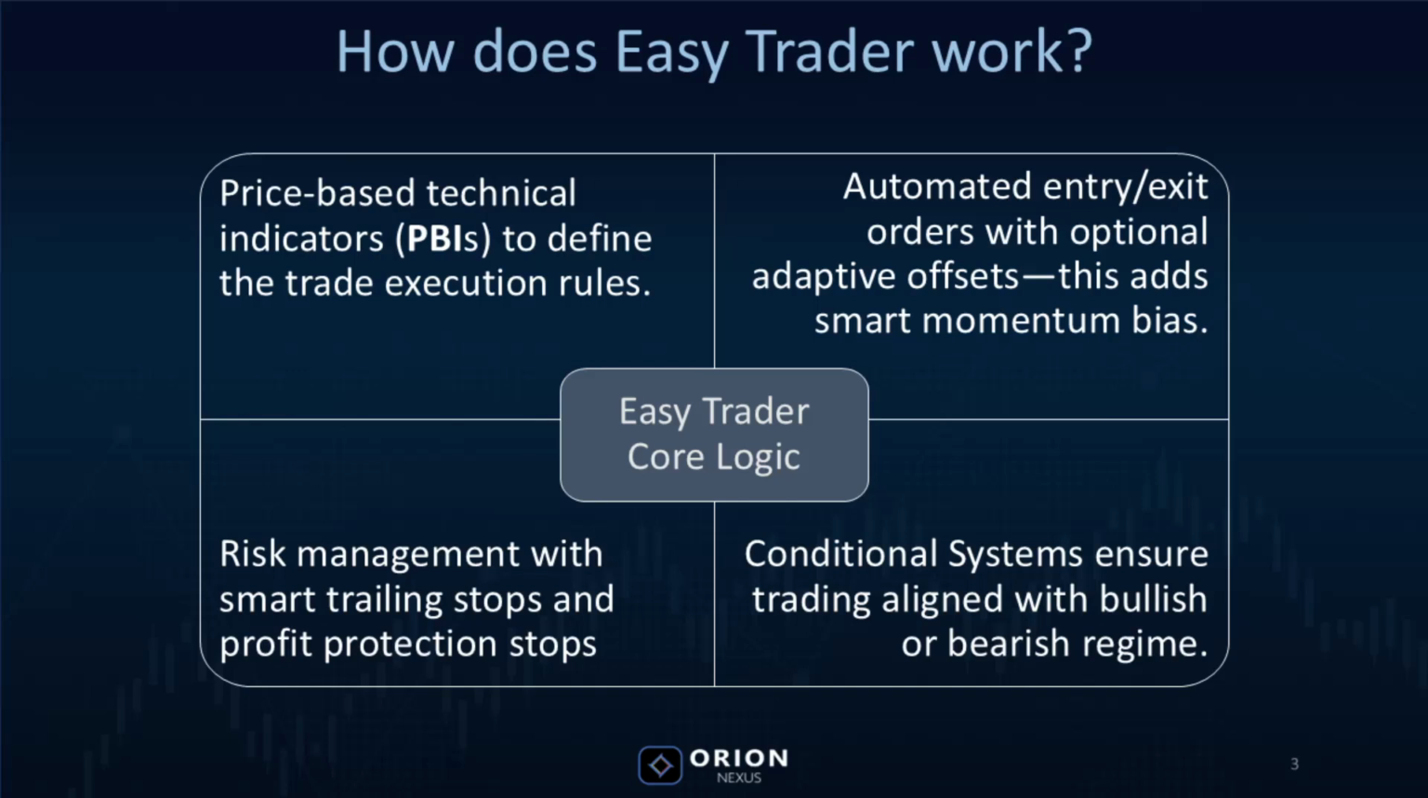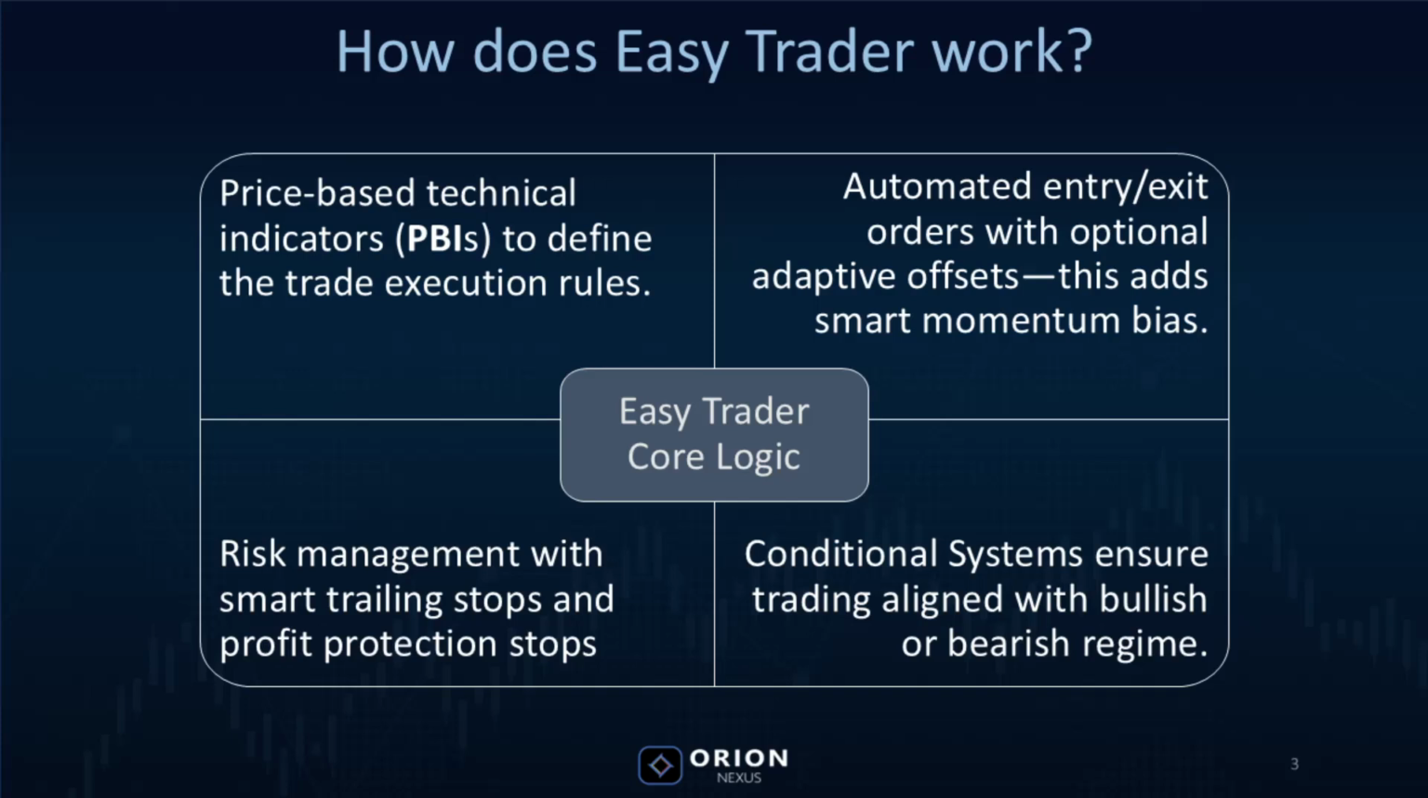Smart risk and profit management. Use one cancels other pairs, OCOs, to manage trades. Set a profit target and a stop loss for each trade. If one order fills, the other cancels automatically. Add smart trailing stops to lock in gains as the trade moves.